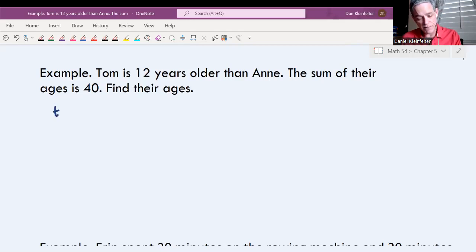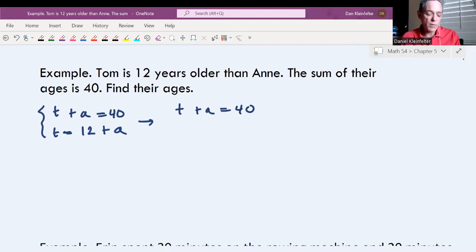So we'll say that the sum of their ages is going to be 40. And we know that Tom is 12 years older than Anne. So there's our system of equations. And once again, this one is good for substitution, but we've done a lot of substitution. So I feel like doing elimination this time, just for fun. And so I'm going to take the second equation and I'll subtract the A from both sides. So we'll have T minus A is 12.